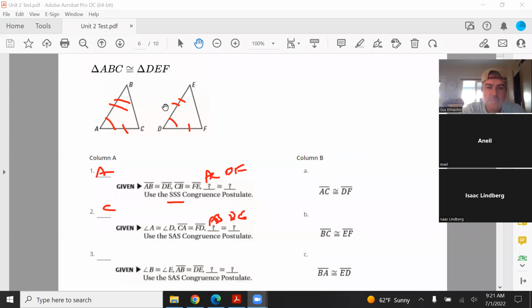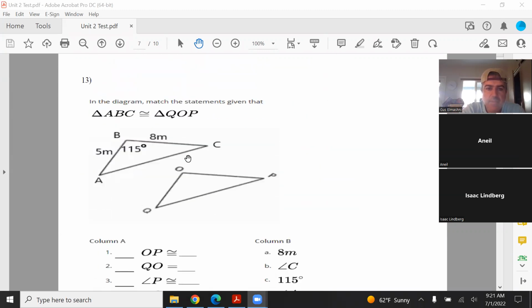Okay. And then lastly, what we got here? Angle B, angle E, AB, DE. And you want SAS, you need another side. So BC, EF. So that's gonna be B. So again, just gotta make sure you follow the congruence and go in the right order.